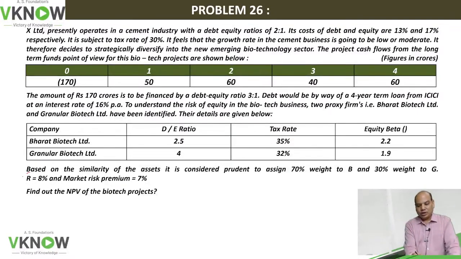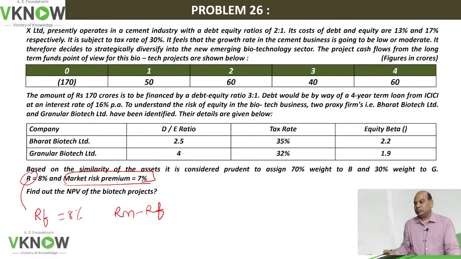Risk-free rate, let's call it RF, is 8%. Market risk premium, meaning RM minus RF, is 7%. Find out the NPV of this biotech business.